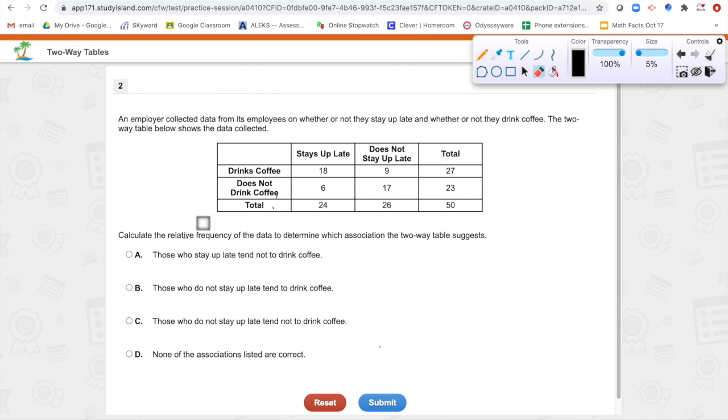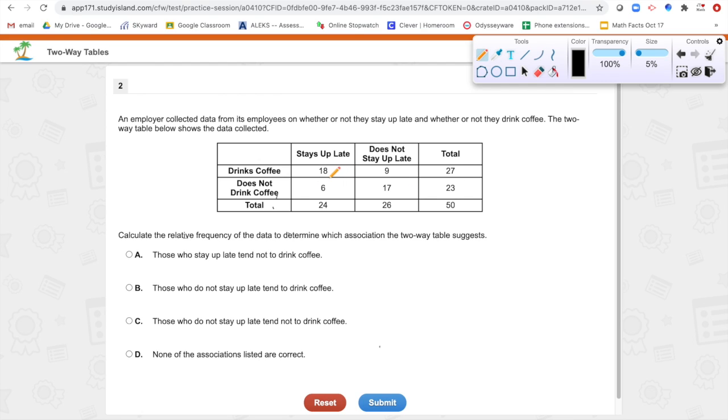An employer collected data from its employees on whether or not they stay up late and whether or not they drink coffee. And the two-way table shows that. It's late at night. I'm staying up late, and I do not drink coffee, so I bucked the trend here. But regardless, let's take a look at how these match up. Now it does say calculate the relative frequency. We don't really have to calculate the relative frequency. We can look at the numbers themselves.